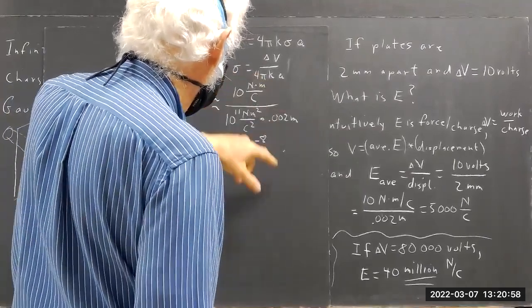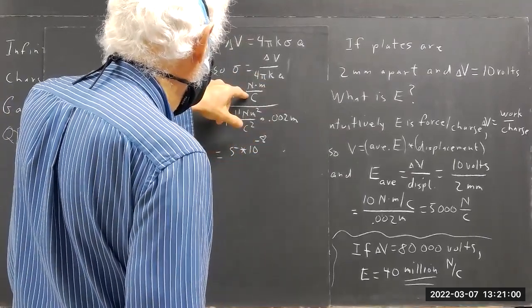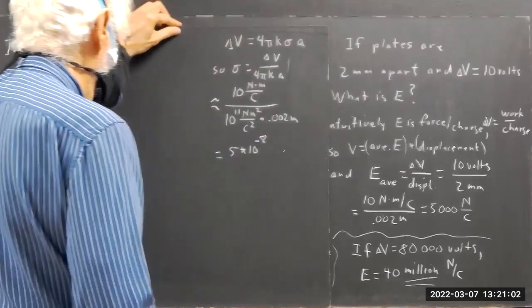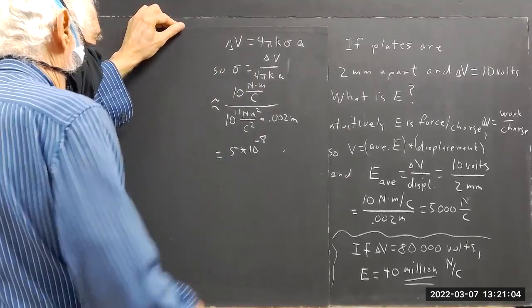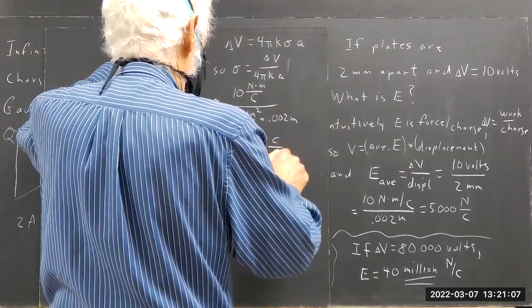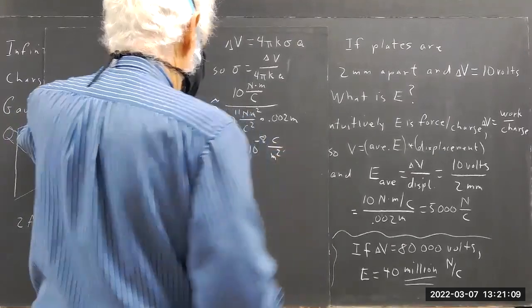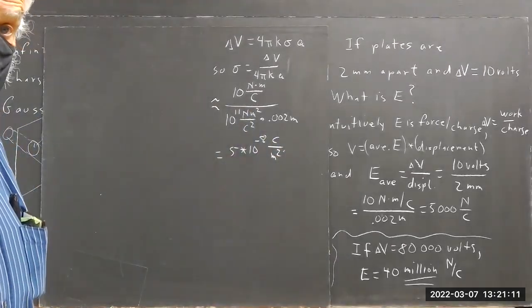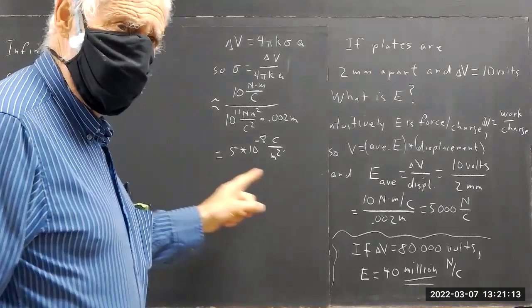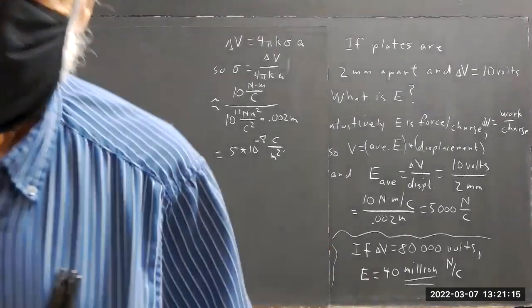This meter will divide this meter. Coulomb squared will go into this. It's going to give you, and then we'll divide out. It's going to give you coulomb per meter squared, which you got. Okay. So is that about what you got? Okay.